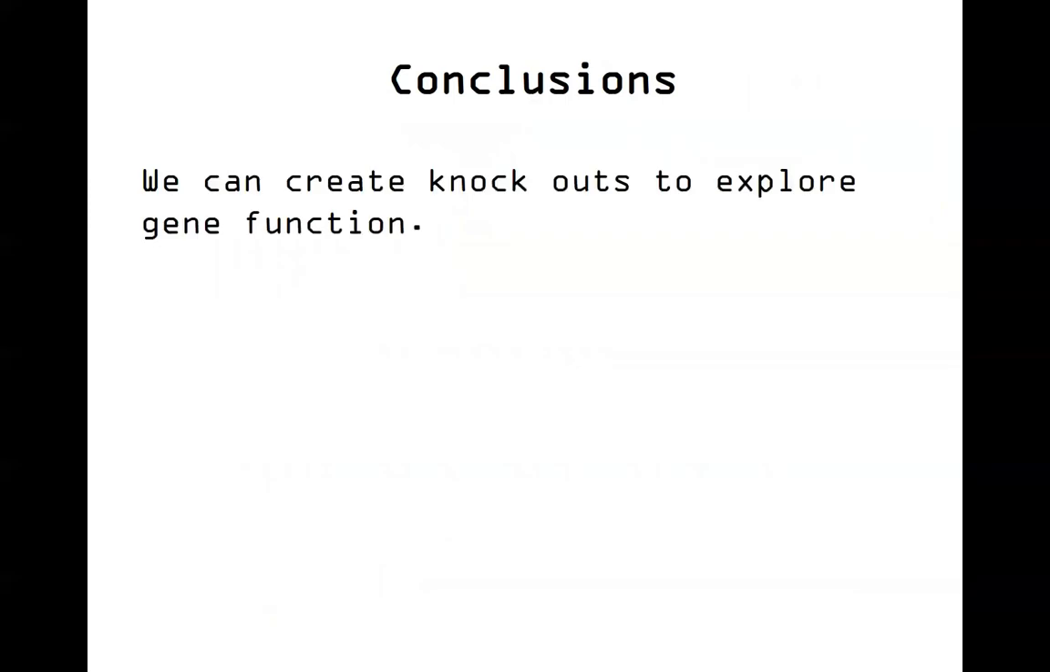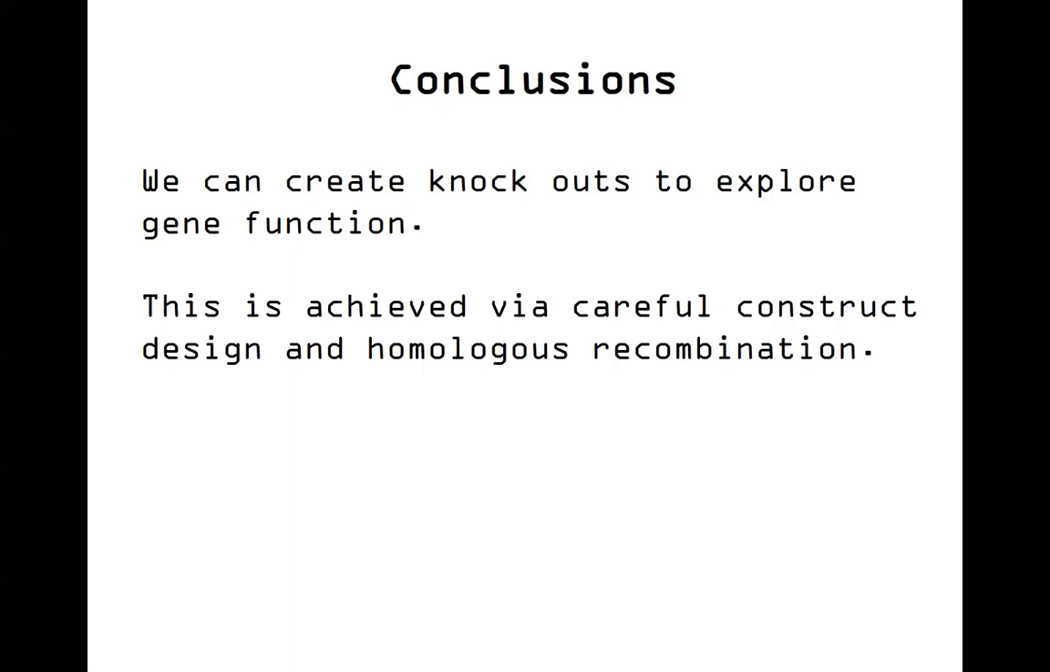Okay, we can create these knockouts. This is going to be a reverse genetics approach to explore gene function. This would be used when we determine that a gene is something we want to study. We want to make sure to validate what phenotype that gene is responsible for, okay? And we do this using very carefully planned construct design, making sure that we're going to be able to target what we want to target, along with homologous recombination, which the cells will naturally want to do if we get this construct created correctly, okay?